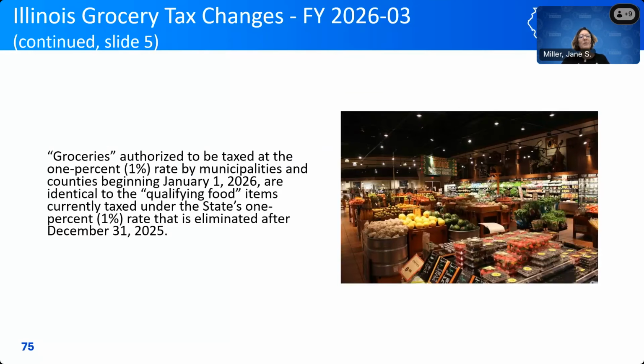Groceries authorized to be taxed at the 1% rate by municipalities and counties beginning January 1st, 2026 are identical to the qualified food items currently taxed under the state's 1% rate that is eliminated after December 31st, 2025.